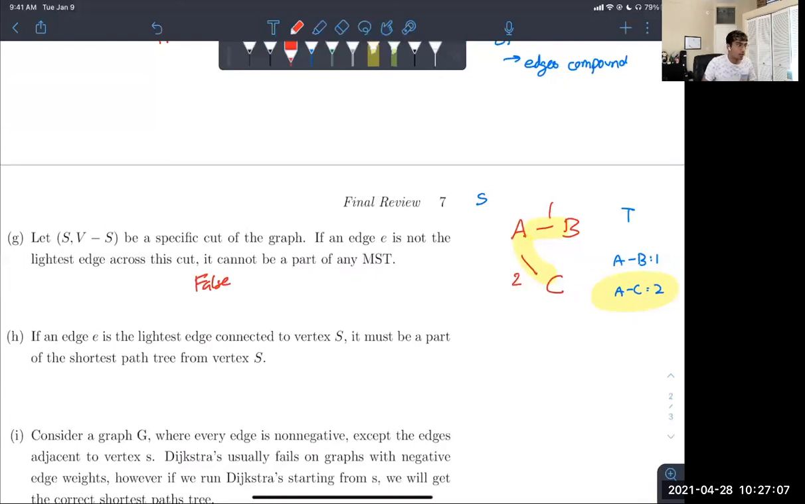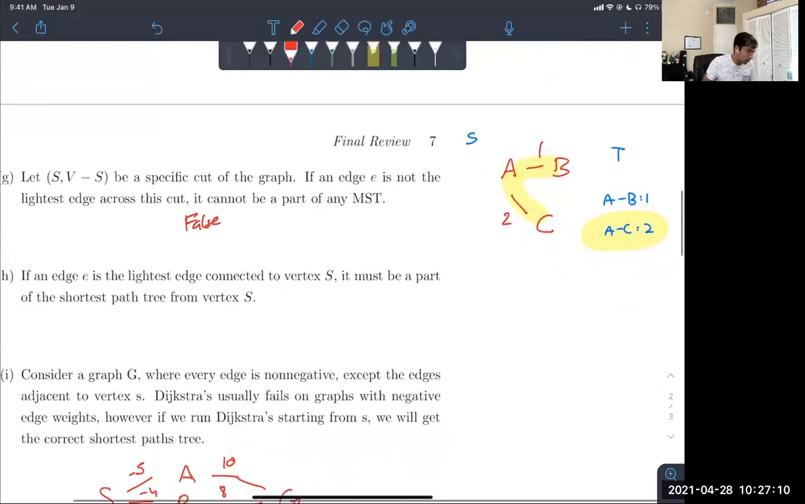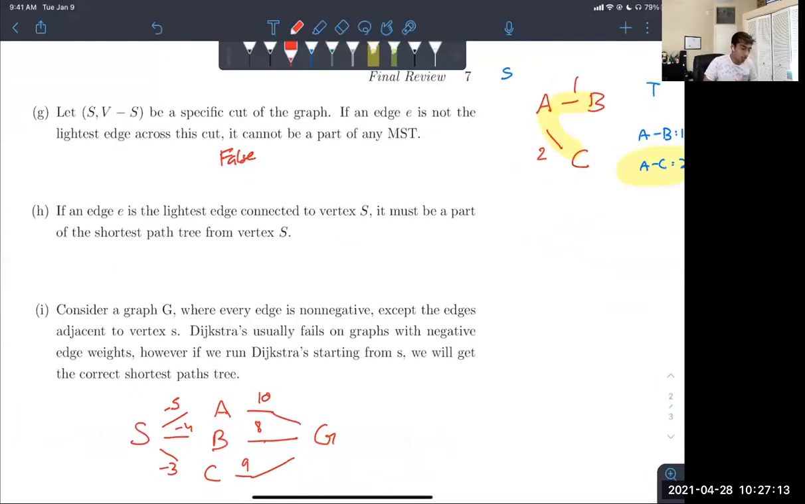Cool. Let's keep going to part H. If an edge E is the lightest edge connected to a vertex S, it must be a part of the shortest path tree from vertex S. So let's think about this one a little bit more. The important thing to note is that we want to show that Dijkstra's and shortest path is a two-way street, right? So let's create an example here. Let's say S goes to a bunch of other stuff, and it ends up going to T.